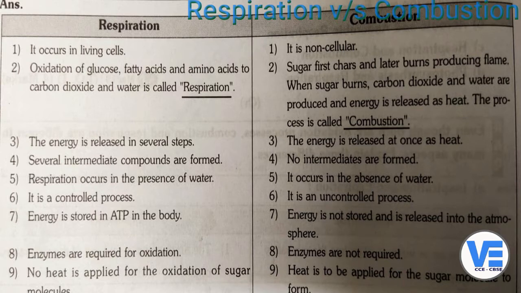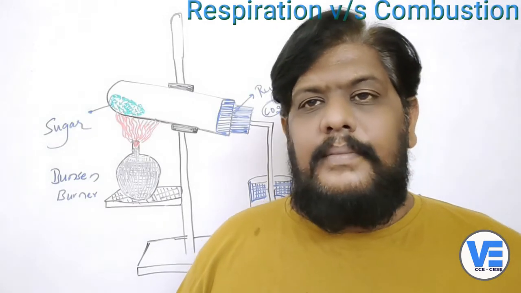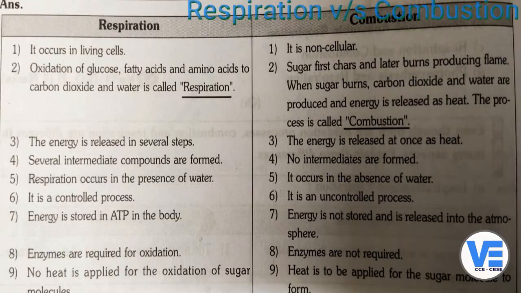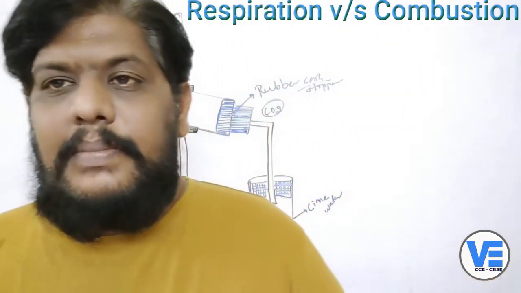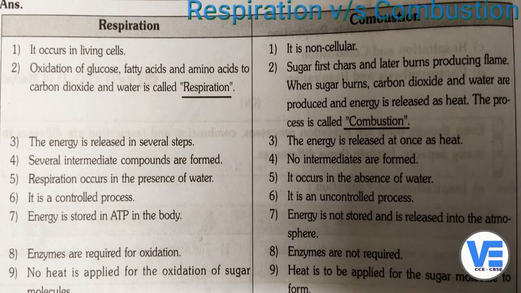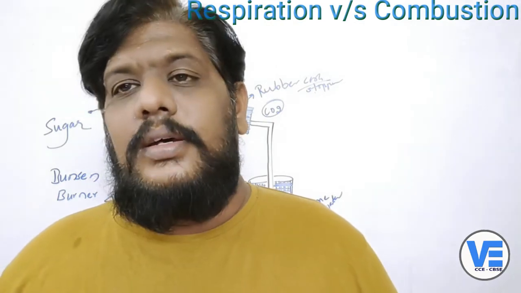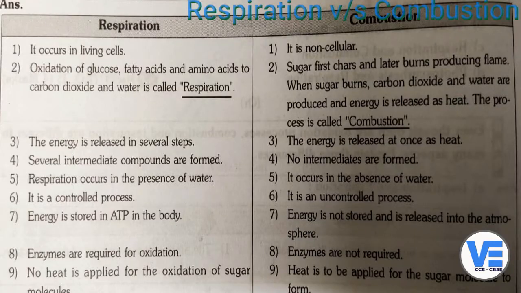It occurs in the living cells, right? Where is respiration occurring? It is occurring in the living cells. Whereas combustion is absolutely non-cellular, that means it does not occur in a cell. Second, oxidation of glucose, fatty acids and amino acids to carbon dioxide and water is called respiration. So in the respiration process, glucose is getting oxidized, and at the same time fatty acids and amino acids are converted to carbon dioxide and water, and this process is called respiration.